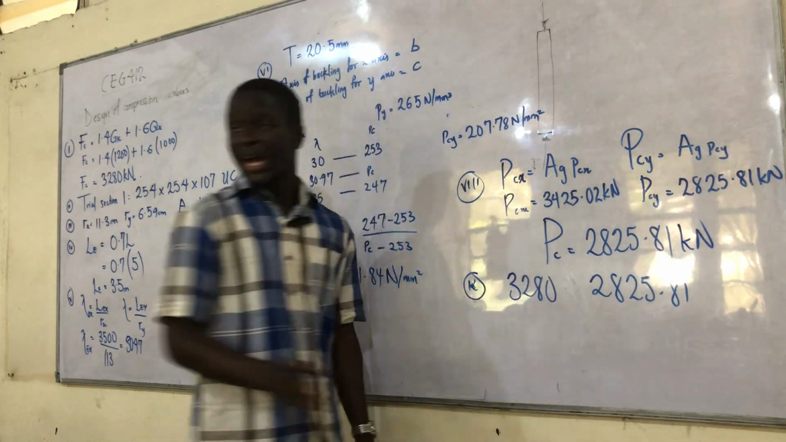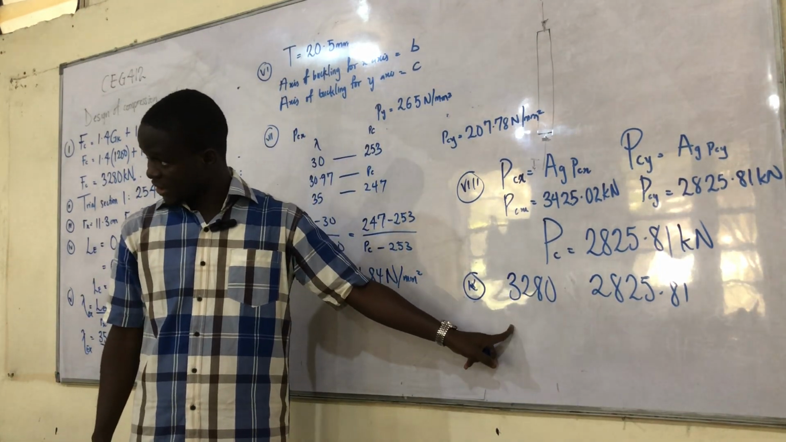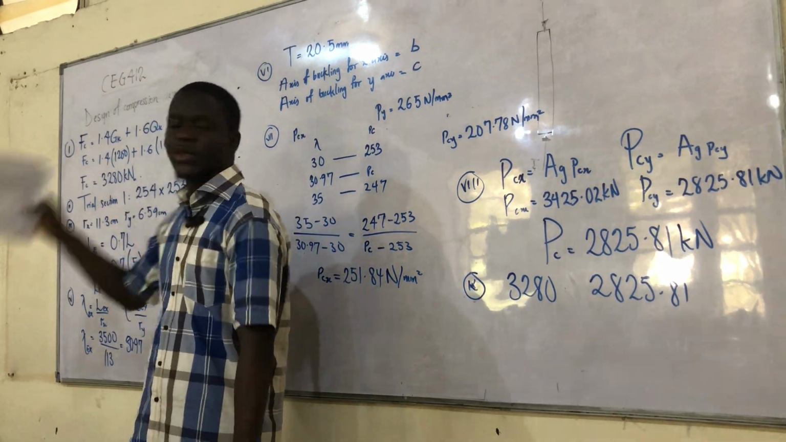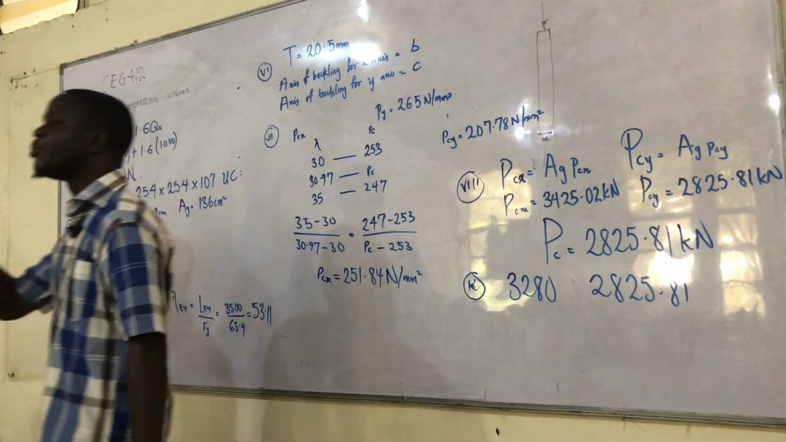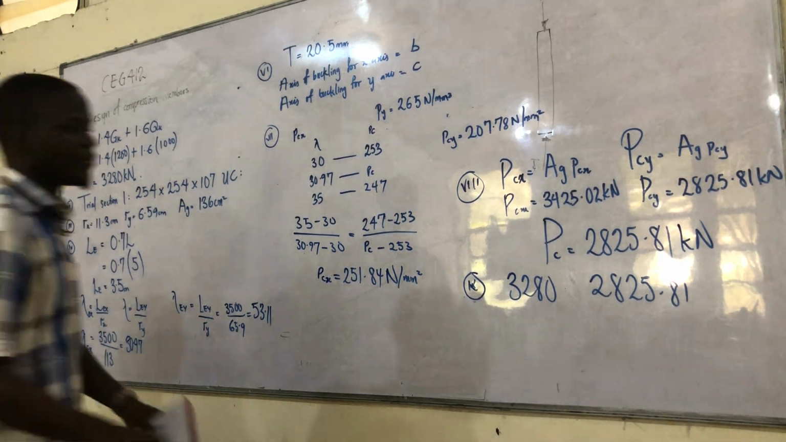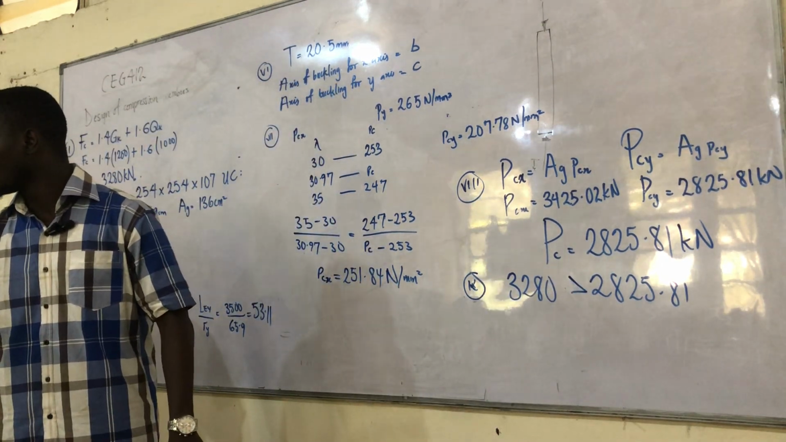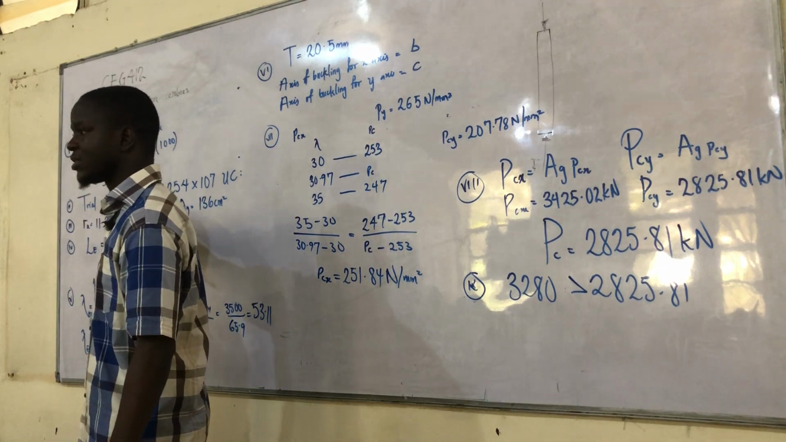So now, look at this. This is our FC. You know how we got FC now? This is our PC. And they said that for it to pass, FC must be lesser than PC. Is this lesser? So it has failed. So we go back to step 2 and pick another trial section.